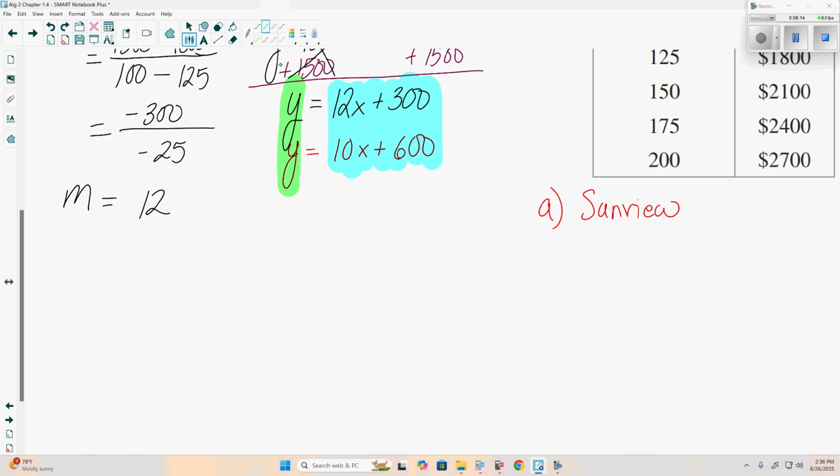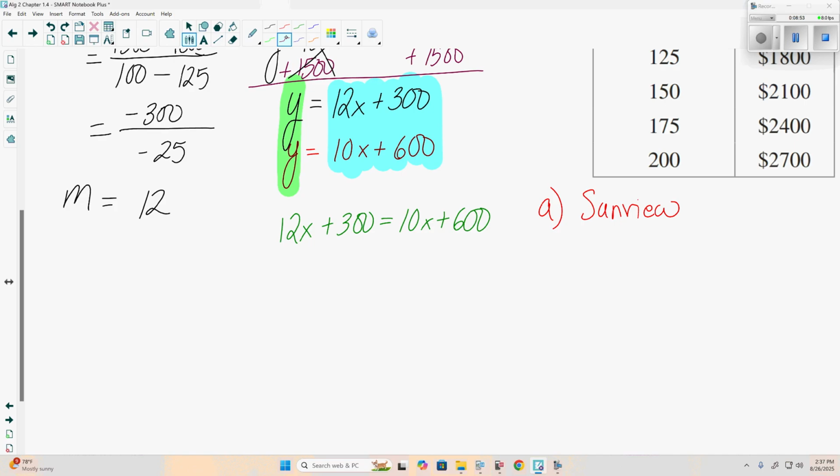And in geometry, what we would say we're applying here is the transitive property of equality. If you all remember that, if A equals B and B equals C, therefore A equals C, we're setting these two equal to each other. We're saying that 12x plus 300 is equal to 10x plus 600. Because whatever value of x makes these the same will be the number of students at which both will cost the same amount.